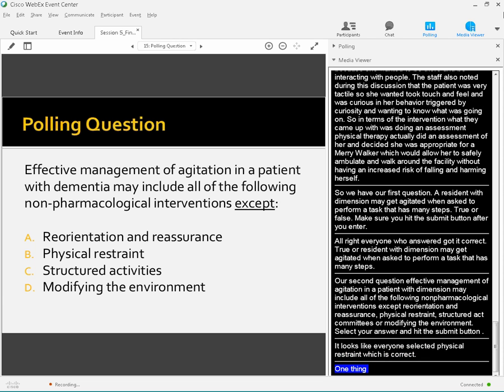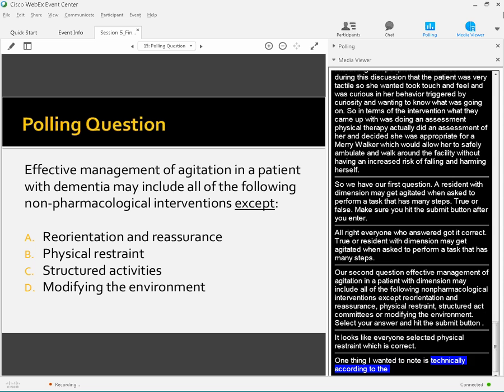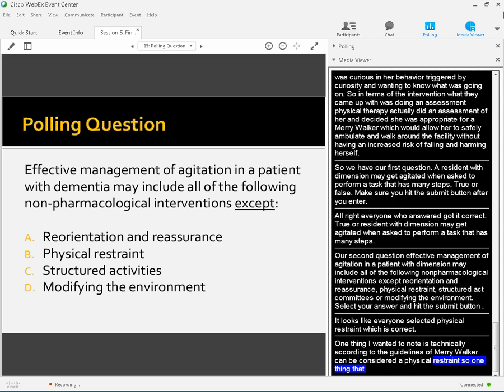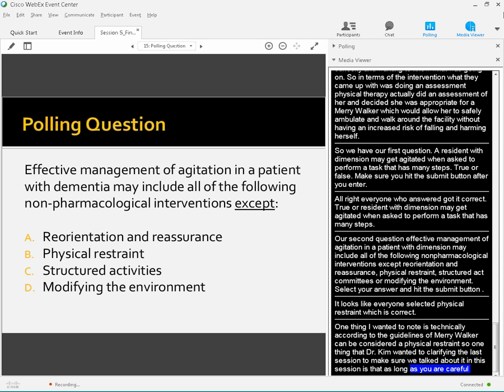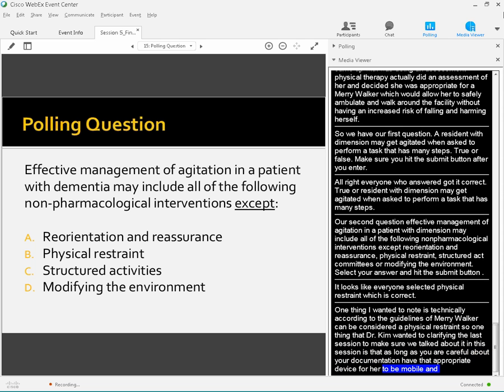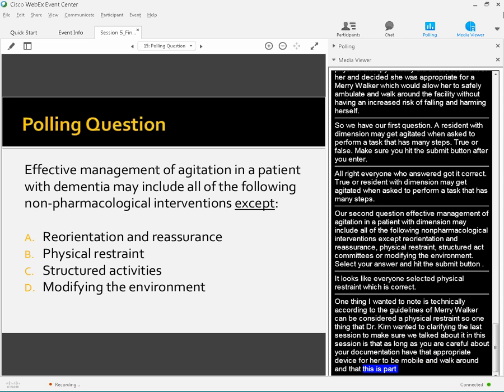And so one of the things that Dr. Kim wanted to clarify in the last session, and then she asked me to make sure we talked about in this session, is that as long as you're very careful about your documentation, have that it's an appropriate device for her to be able to be mobile and walk around, and that this is part of the process of getting her safely ambulating, that this shouldn't be an issue.